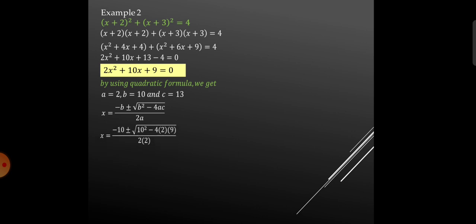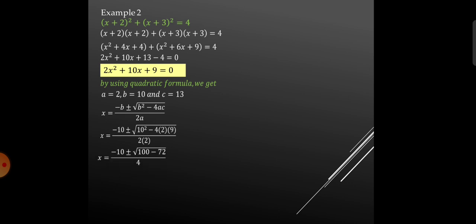So, in substitution, x equals negative 10. The negative sign beside b is constant. So if ever the value of b is negative, with the negative sign already outside, when rewritten it becomes positive 10. But since our value of b is positive 10, it becomes negative 10. Plus minus the square root of b squared, so 10 squared, minus 4 times the value of a, which is 2, and the value of c, which is 9. Not 13. Over the denominator, 2 times the value of a, which is 2.